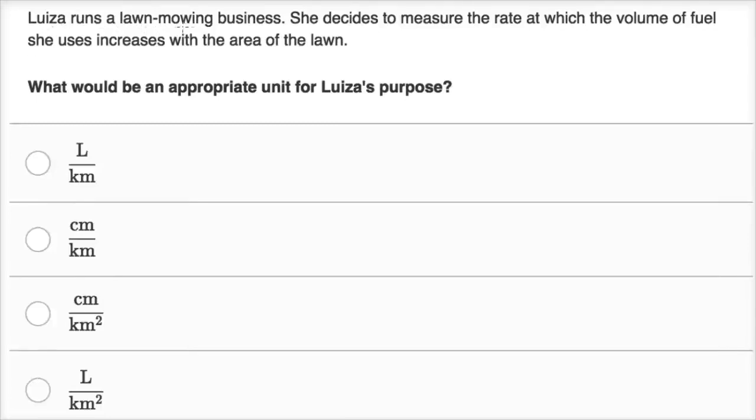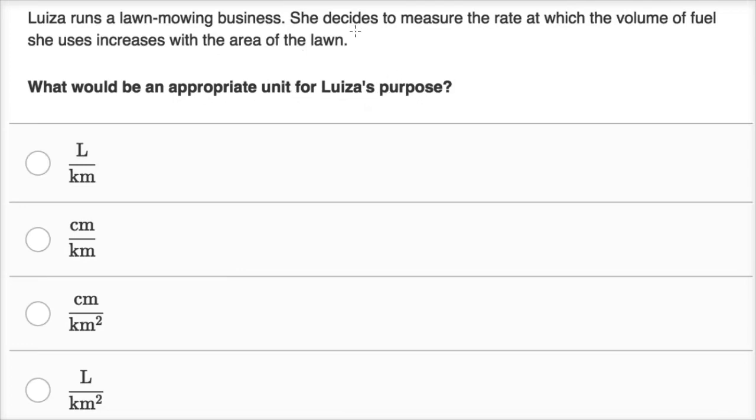Louisa runs a lawn mowing business. She decides to measure the rate at which the volume of fuel she uses increases with the area of the lawn. What would be an appropriate unit for Louisa's purpose?